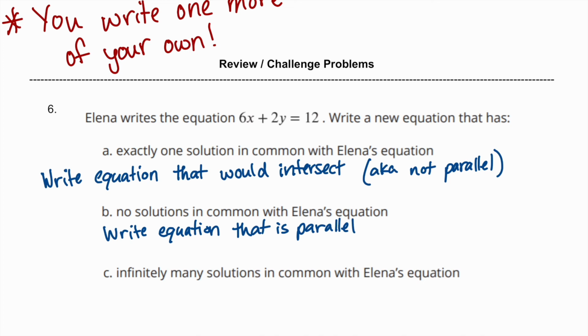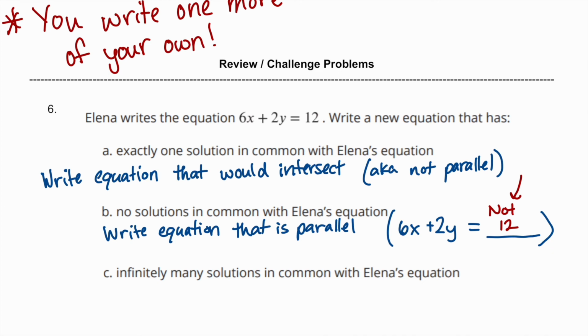So we can say 6x plus 2y equals, and then this is a number you would plug in, put your own number here. I'm going to write it in red. You're going to put a number. I'm going to write just not 12. Because as long as your number is not 12, that'll be correct.